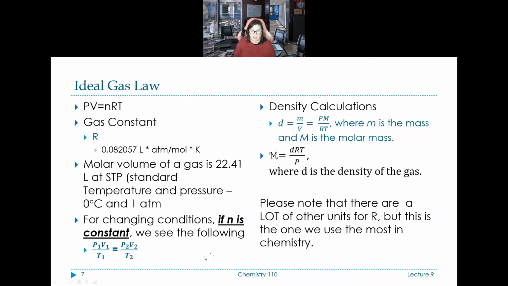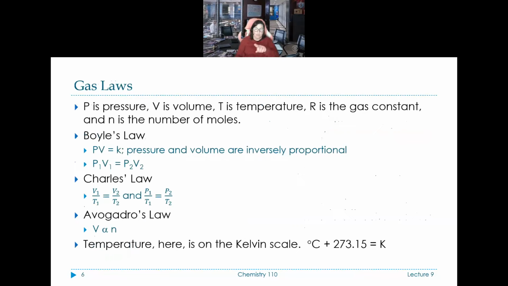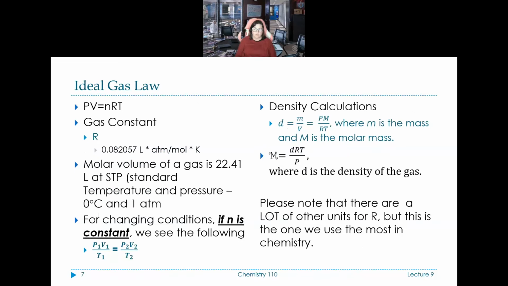For changing conditions, if the number of moles of gas is constant, we see the following relationships. P1 times V1 over T1 equals P2 times V2 over T2. Now, all this is a combination of the equations that we talked about on the last slide: P1V1 equals P2V2, V1 over T1 equals V2 over T2, P1 over T1 equals P2 over T2. It's just a combination of those things. Why am I telling you this? Because if we're changing conditions, this is what we want to use.